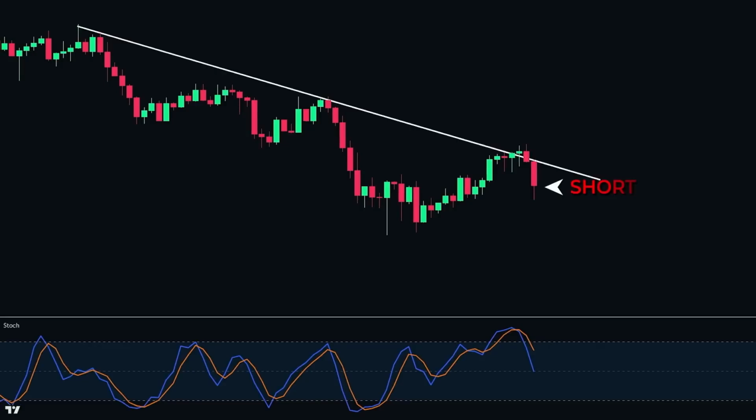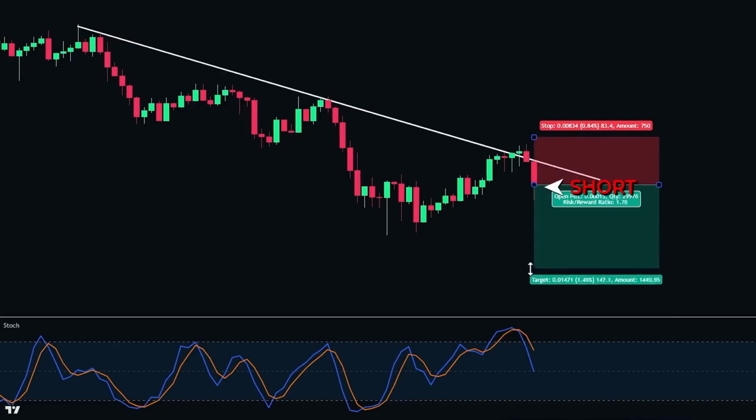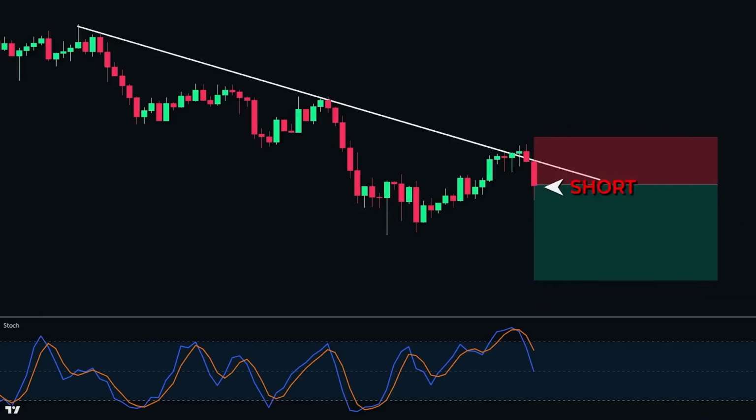Now, let's explore consolidation zones. These are periods of indecision. Buyers and sellers are equally matched. Price gets trapped in a narrow space, but that doesn't mean there's no action. Breakouts often come from these zones.